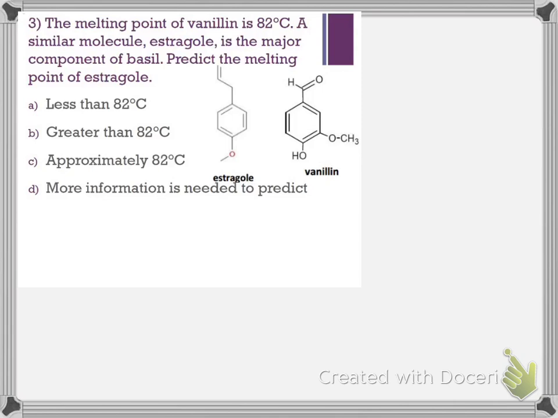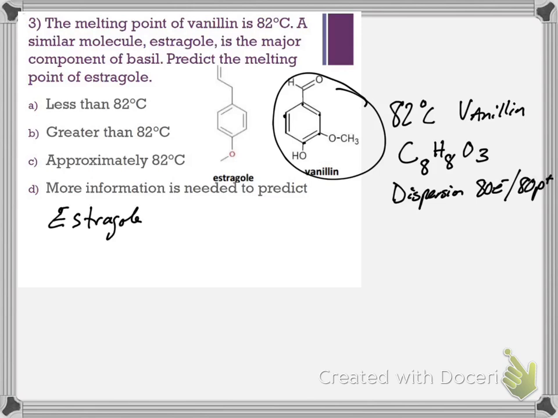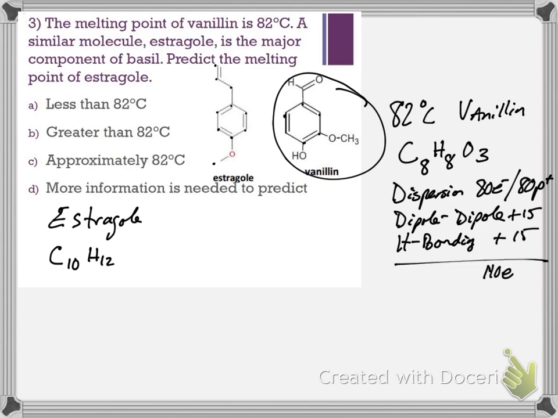Right, this is a question about vanillin. Vanillin has a melting point of 82 degrees. It has a formula of C8H8O3. It has dispersion, a total of 80 electrons, 80 protons. And we look at estragole, its formula C10H12O. Just to keep in mind, vanillin also has dipole-dipole, and it has hydrogen bonding, which adds an additional 30 electrons. So that gives us a total of 110.